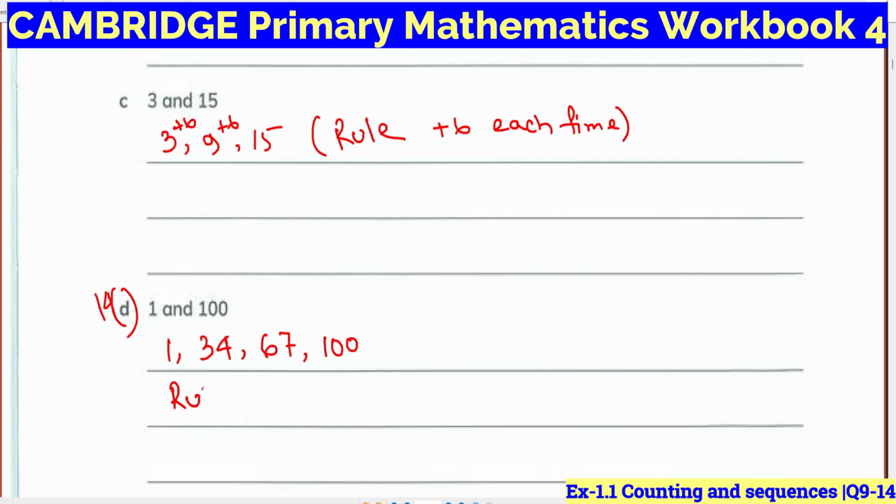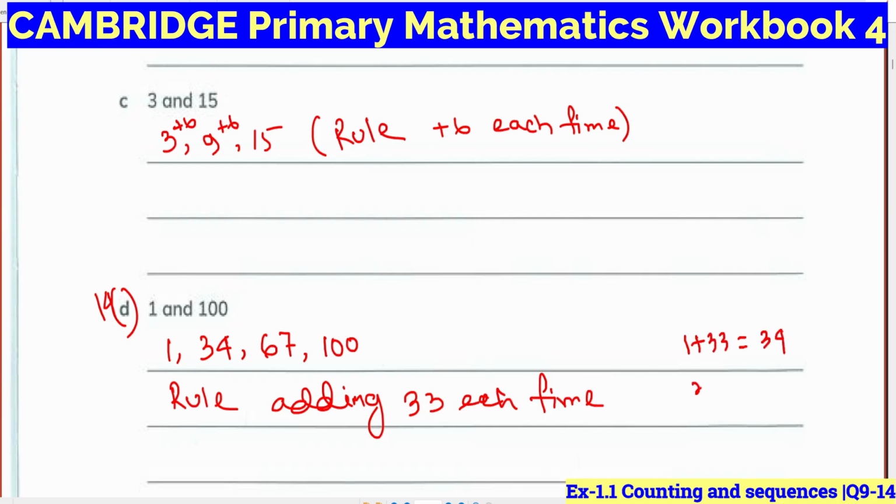Because the rule is adding 33 each time. 1 plus 33 equals 34. 34 plus 33 equals 67, and 67 plus 33 is 100. So you need more practice, then you can find out easily. Without study, you cannot solve these kinds of problems.